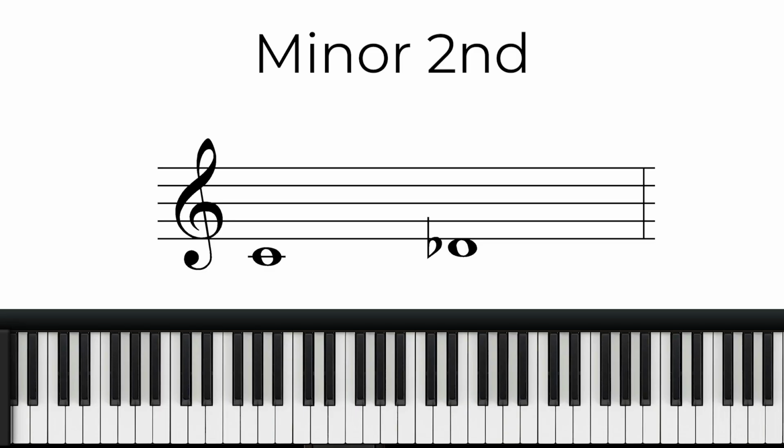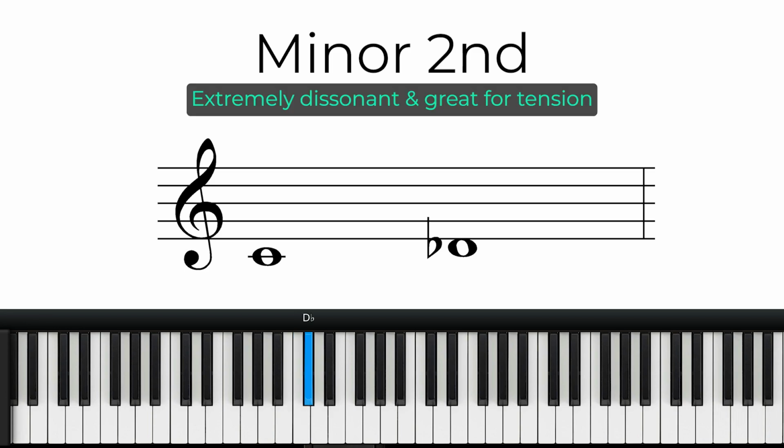So let's start with the smallest interval, the minor second. The minor second sounds extremely dissonant and can be used really effectively for adding tension to your music. Perhaps the greatest example of the minor second is in the Jaws theme by John Williams, pivoting ominously between E and F.